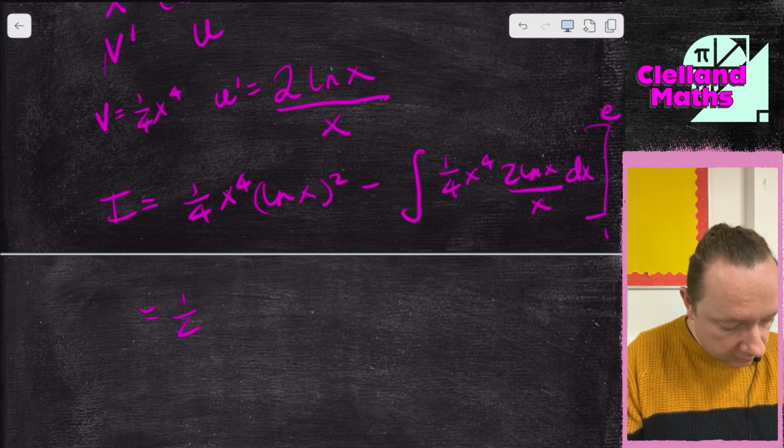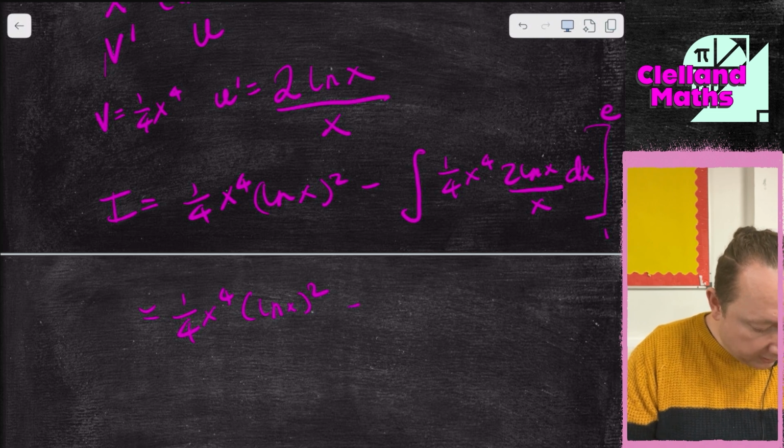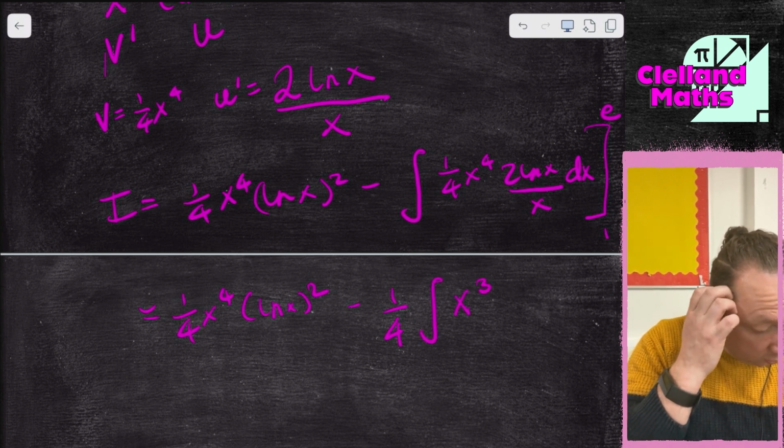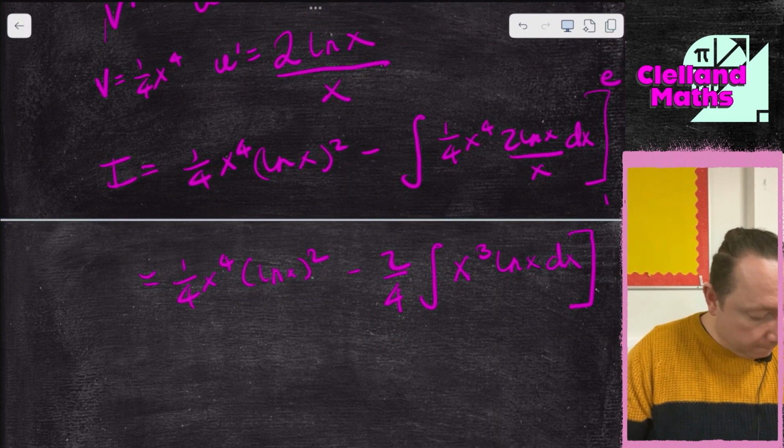So that equals a quarter x to the 4 log of x all squared minus, I'll just take that quarter x out. x to the 4 over x is x cubed. I'll take the 2 quarters out actually. Log x dx. And that's between 1 and e.